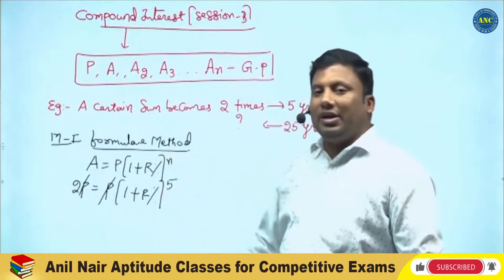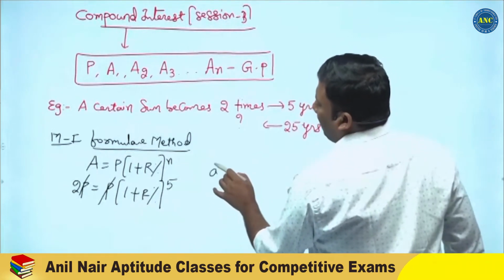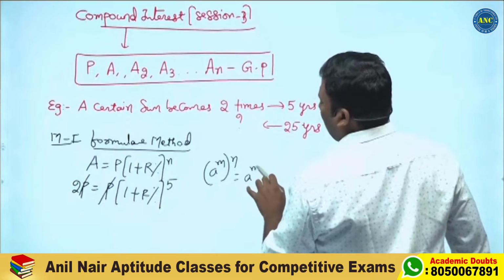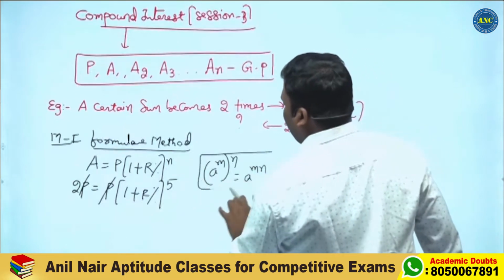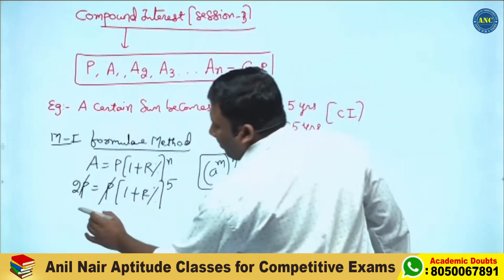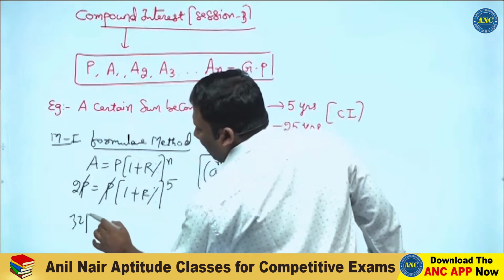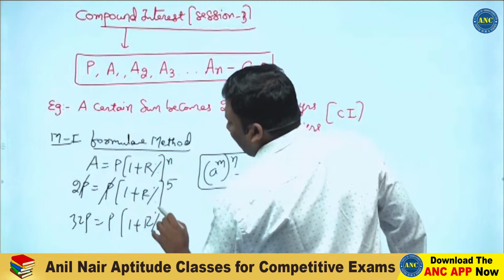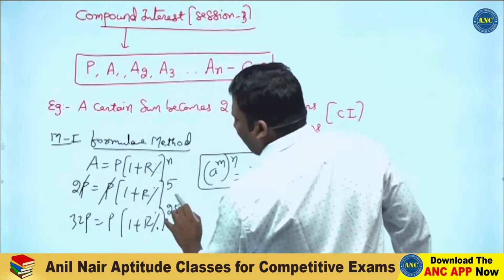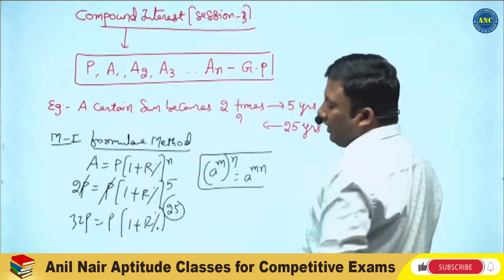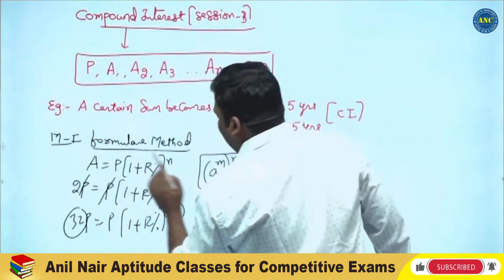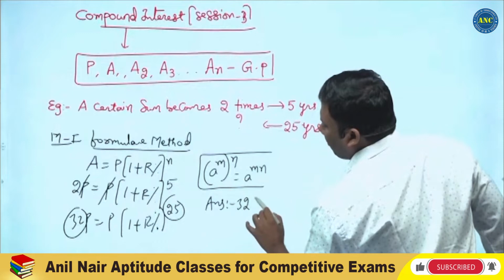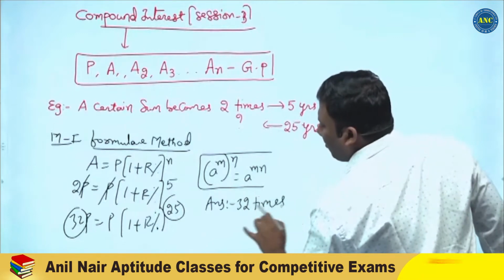A power n is A power m into n. So 5 should become 25, so raise it to the power. So 32P equals P into 1 plus R percentage power 5, 5 5s are 25. That means in 25 years, how many times will it become? Answer is 32 times. This is the formulae method.